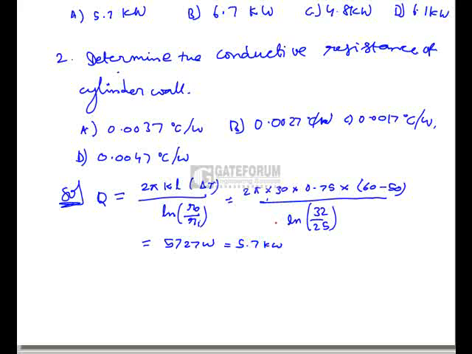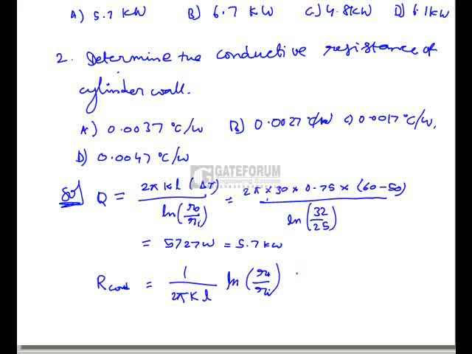Now we will have to find out the resistance of the cylinder wall, the conductive resistance. So the conductive resistance is given by 1 by 2 pi K L into Ln R0 by Ri, or we can also find it by using heat transfer, that is equal to delta T by Q. Anyway, this is the formula for conductive resistance.